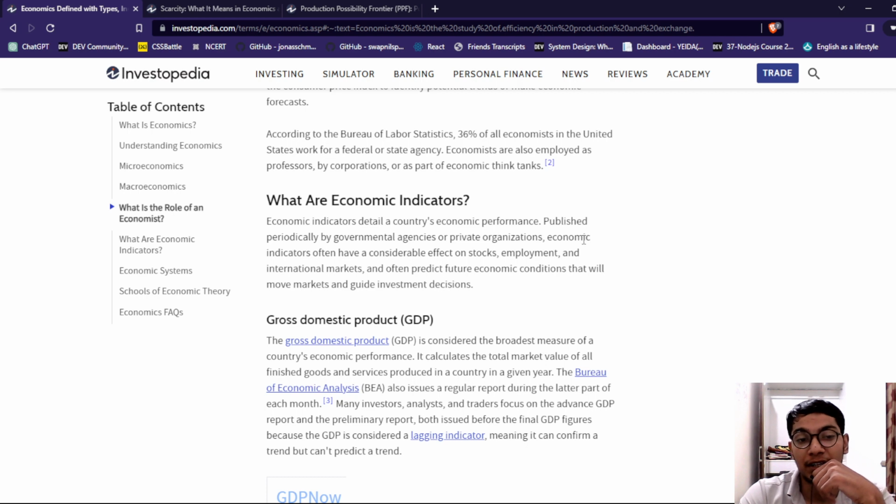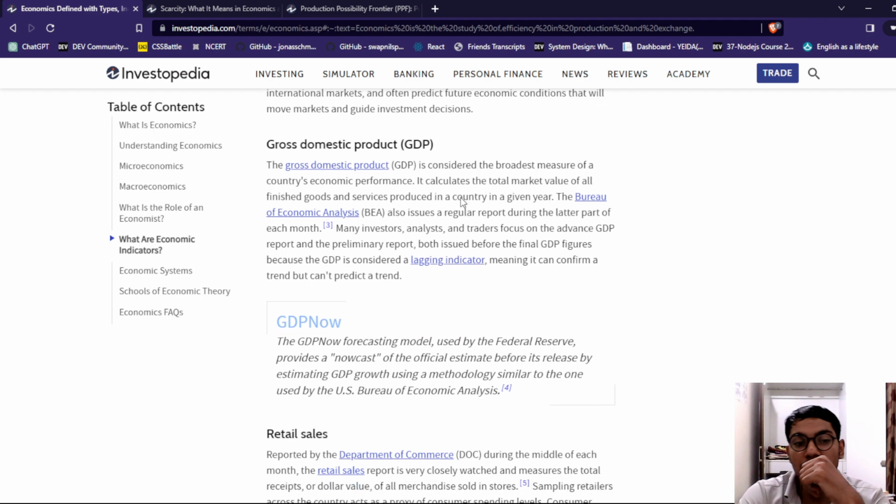What are the economic indicators? Economic indicators detail a country's economic performance and are published periodically by government agencies or private organizations. Economic indicators often have a considerable effect on stock, employment, and international markets. They often predict future economic conditions that will move markets, governments, and investment. The gross domestic product is considered the broadest measure of a country's economic performance.